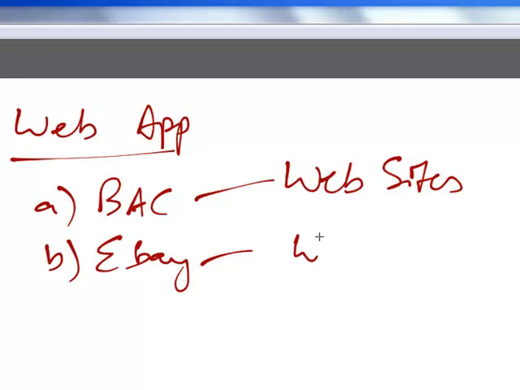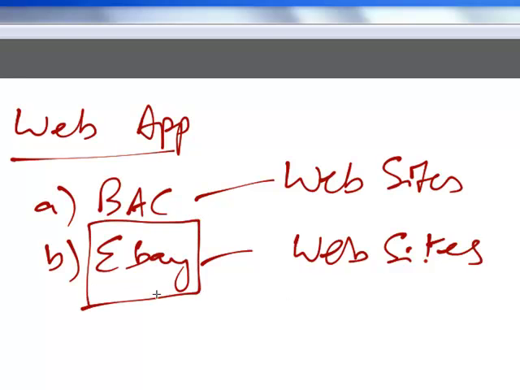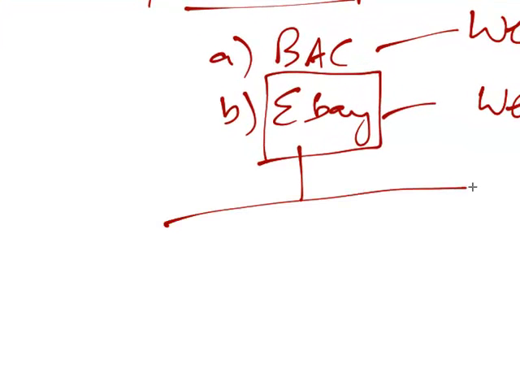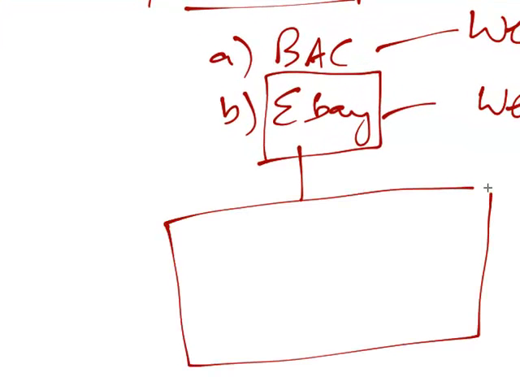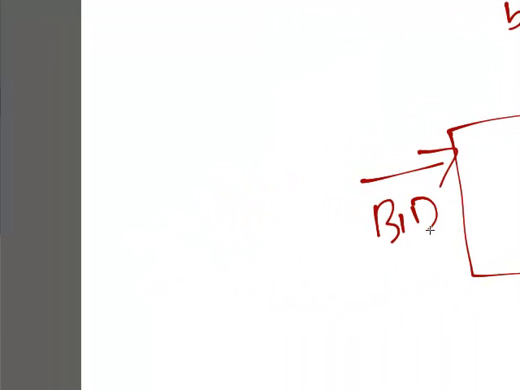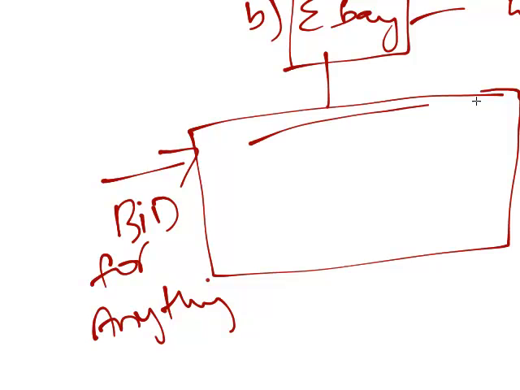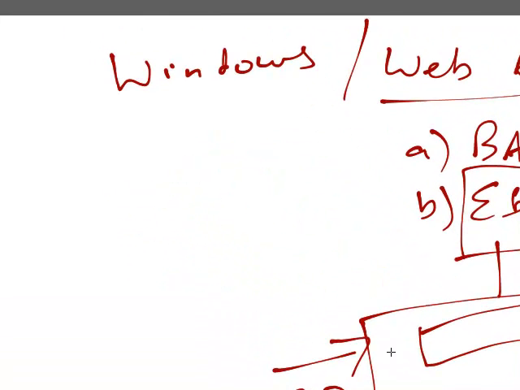Now, if you have been hired to test the functionality of eBay, what do you think is happening in eBay? eBay basically is a website where people go to bid, right? They go to bid for practically anything, right? So if they are bidding, the very first thing they're going to do is search, right?